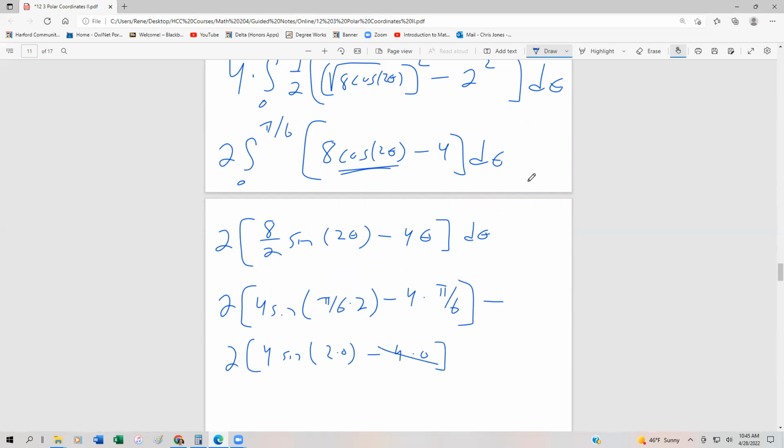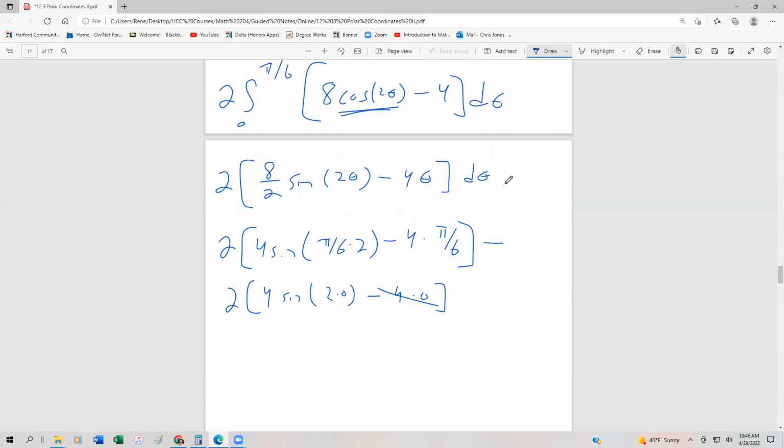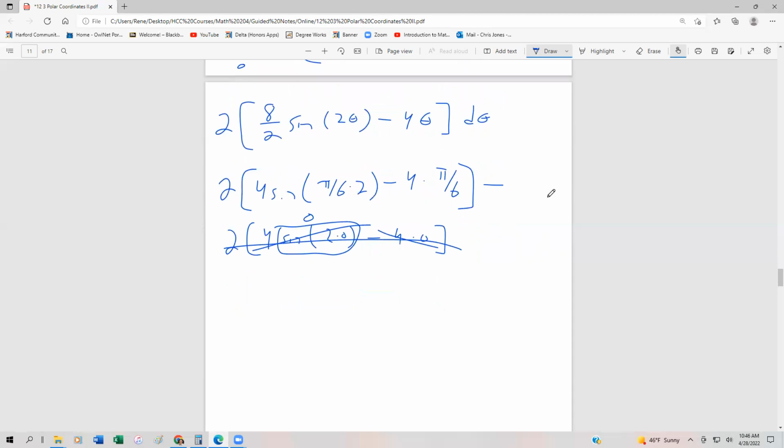Now, 4 times 0 goes away. Sine of 2 times 0 is sine of 0, which is 0. So this whole second expression is just going to go away. If we distribute through, we're going to get 8 sine of pi thirds minus, and we're going to multiply that by 2, so that's going to be 8 pi over 6, or 4 pi thirds.